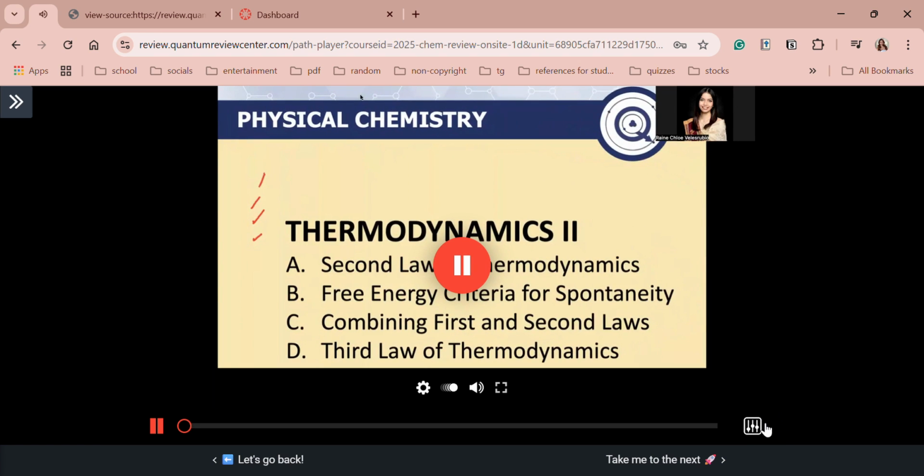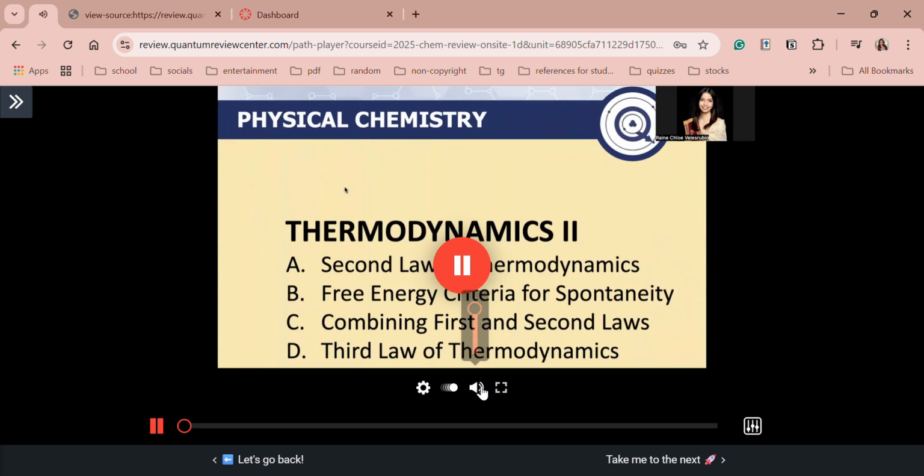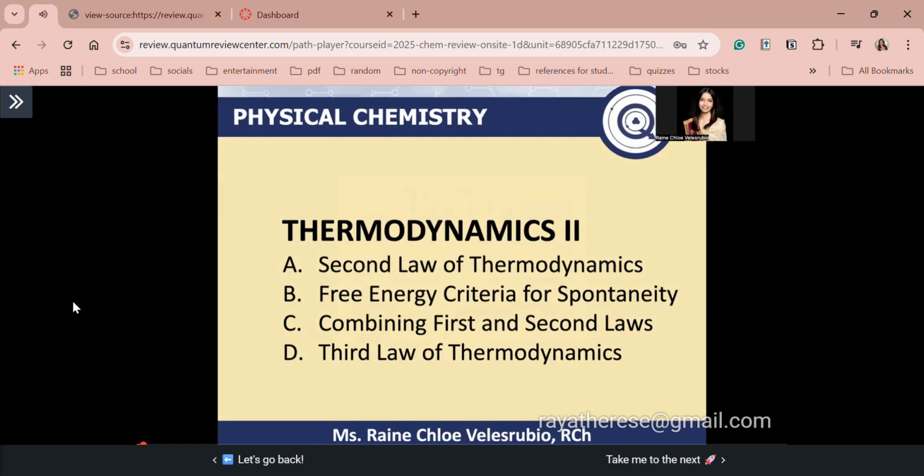So now, guys, let's proceed to thermodynamics 2. For today, we will discuss first the second law of thermodynamics, second, free energy criteria for spontaneity, third, combining first and second laws, and fourth, the third law of thermodynamics. Okay, let's see.